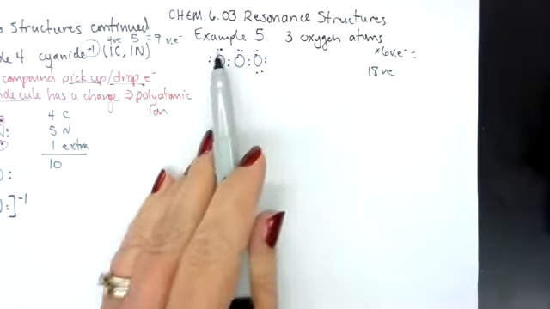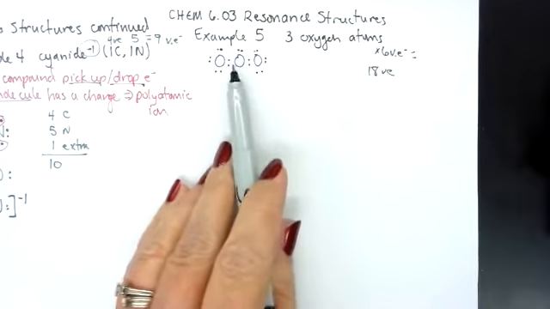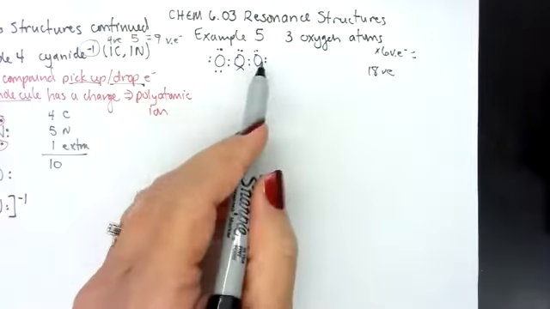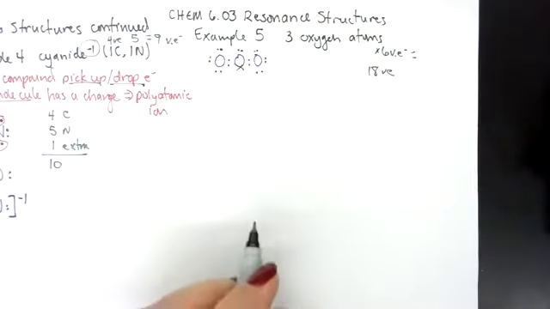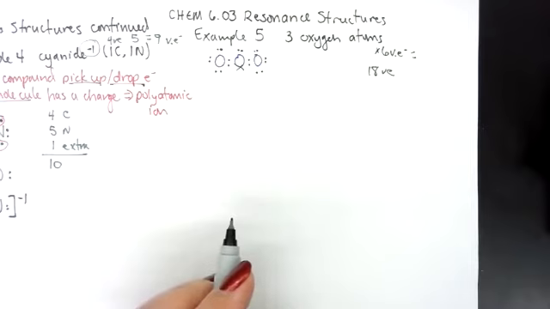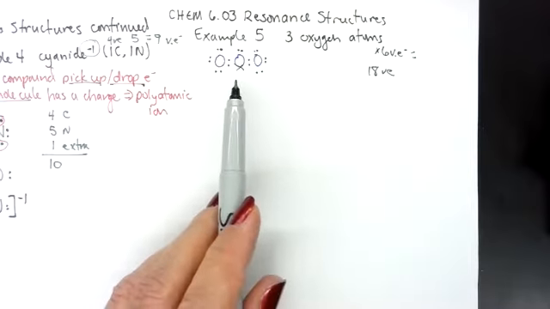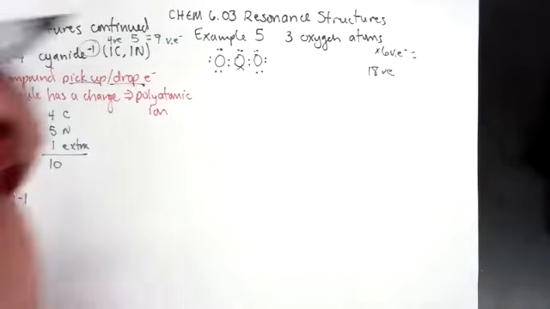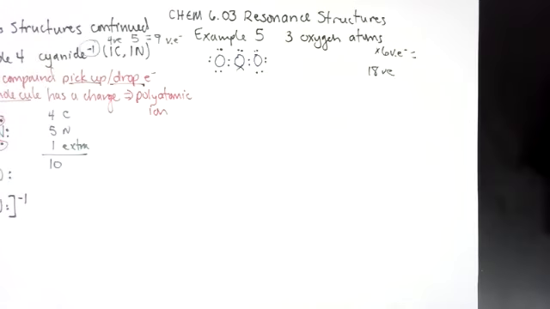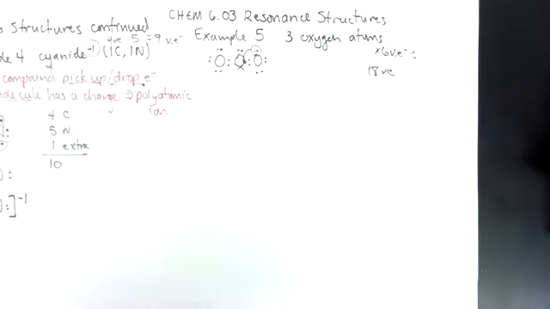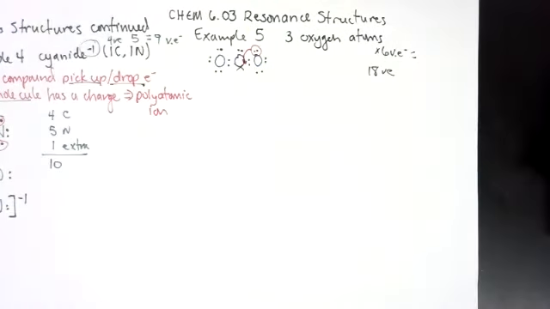Oxygen 1 has 2, 4, 6, 8. Oxygen 2 has 2, 4, 6, so this one fails the octet test. This one has 2, 4, 6, 8. So what's going to happen is this oxygen is going to want to bring down a pair of electrons. It's going to take its little electron lasso and come up here and bring these down into the structure.